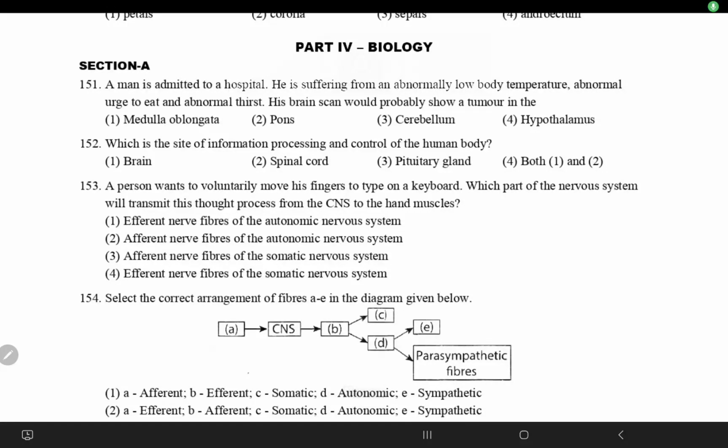We have the 50 questions regarding neural control and coordination. So let's see. A man was admitted to a hospital. He is suffering from an abnormality of lower body temperature, abnormal urge to eat, and abnormal thirst. His brain scan would probably show a tumor in the hypothalamus.